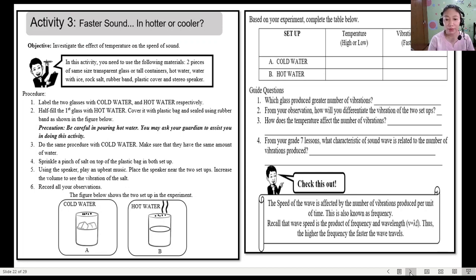Recall that wave speed is the product of frequency and wavelength. So, if we multiply the frequency and the wavelength, we get the wave speed. Thus, the higher the frequency, the faster the wave travels. So, magkaugnay silang dalawa. Pag tumaas yung frequency, ibig sabihin, mabilis na nagta-travel yung sound wave. And vice versa, pag bumaba yung frequency, bumabagal naman yung sound wave, yung pag-travel niya.